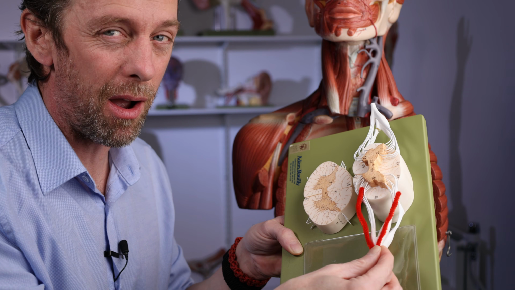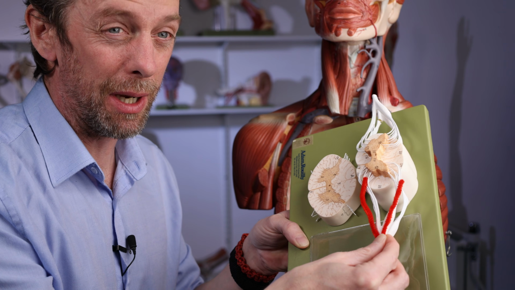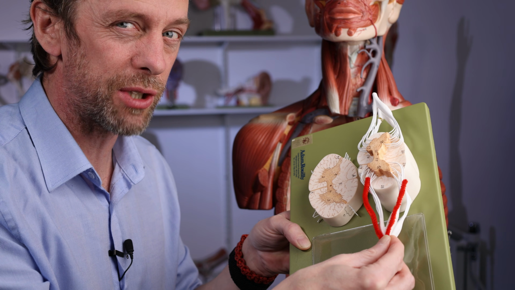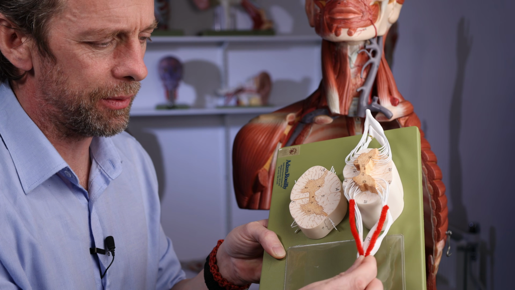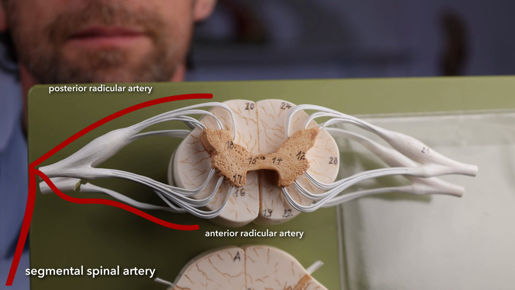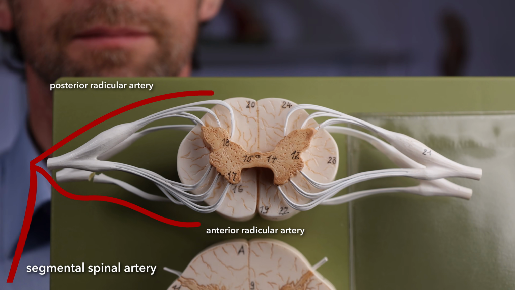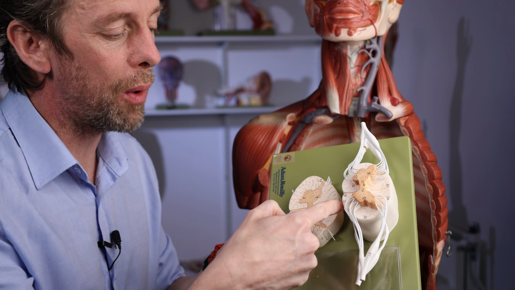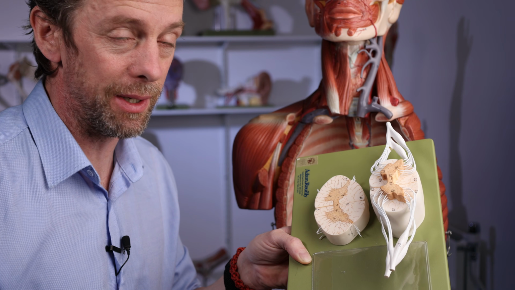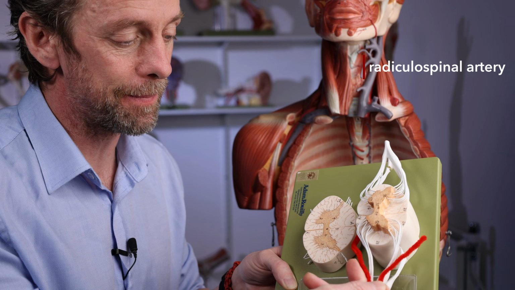But the term radicular artery gets used for lots of blood vessels doing lots of things in this region, so watch out for confusion. And these radicular arteries, we consider that their job is to supply these roots with blood. If those radicular arteries pass all the way to the spinal arteries, they get called radiculospinal arteries.